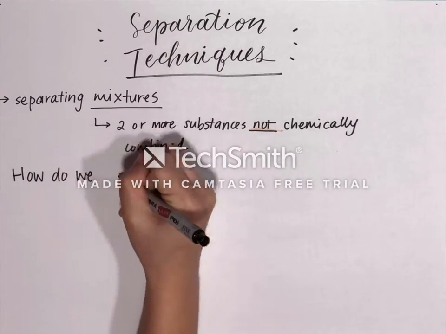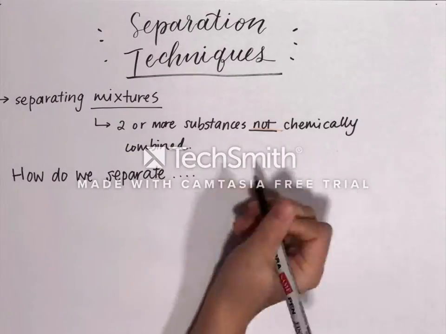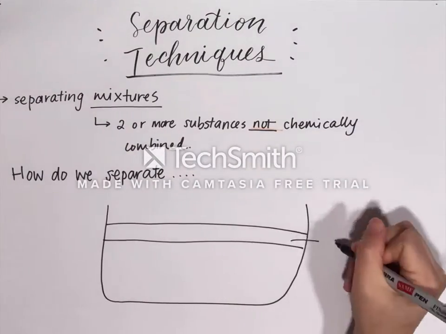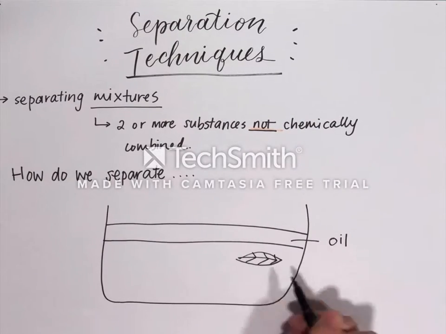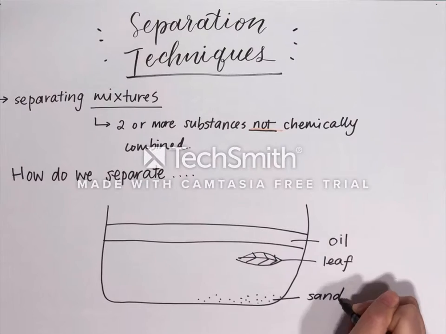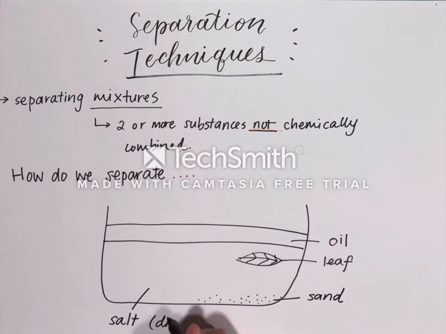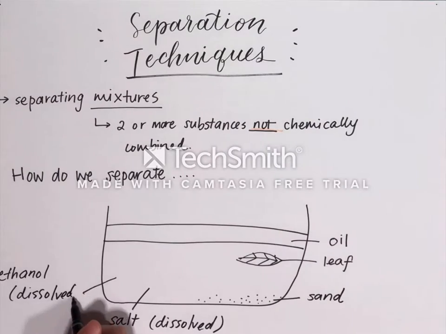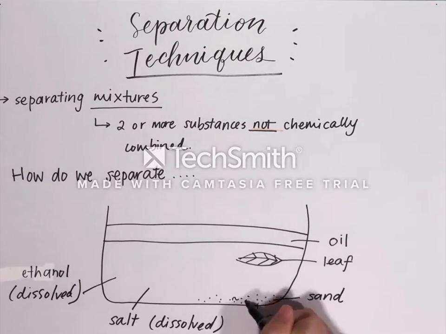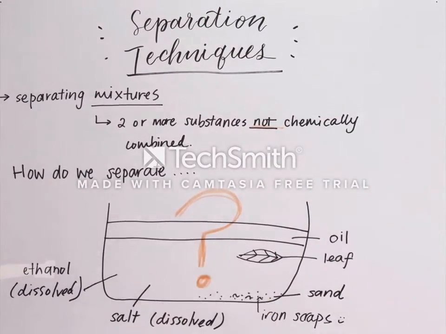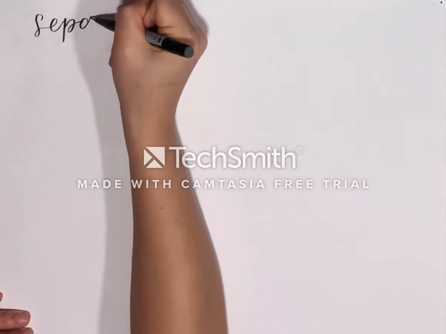So, how should we go about separating the mixture that Eugene has scavenged? Using his scientific skills, he found out that the mixture consisted of oil, leaf debris, sand, salt that is dissolved in the water, ethanol, which is also dissolved in the water, as well as iron scraps. So, armed with this information, let's go through the several techniques that can be used to separate these impurities.